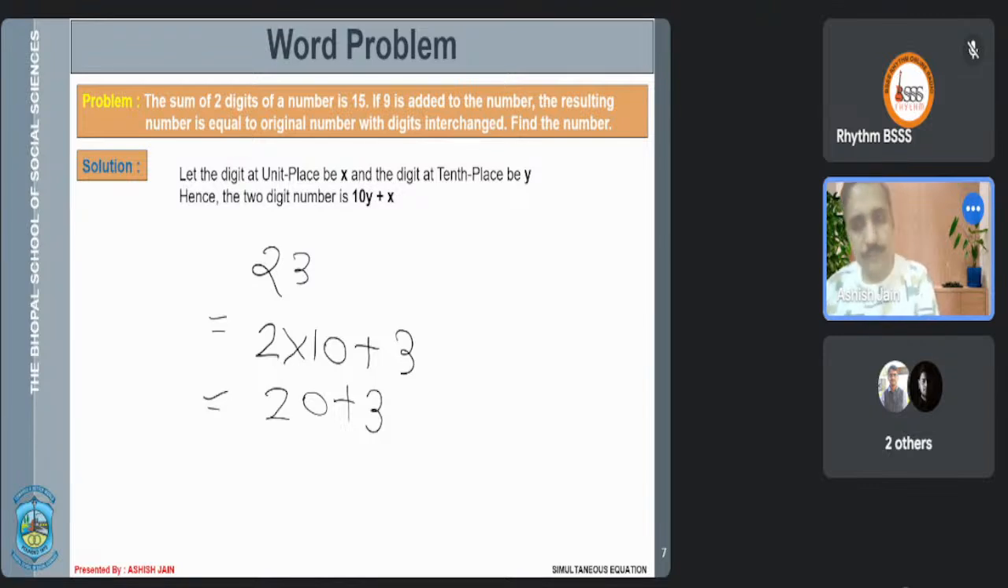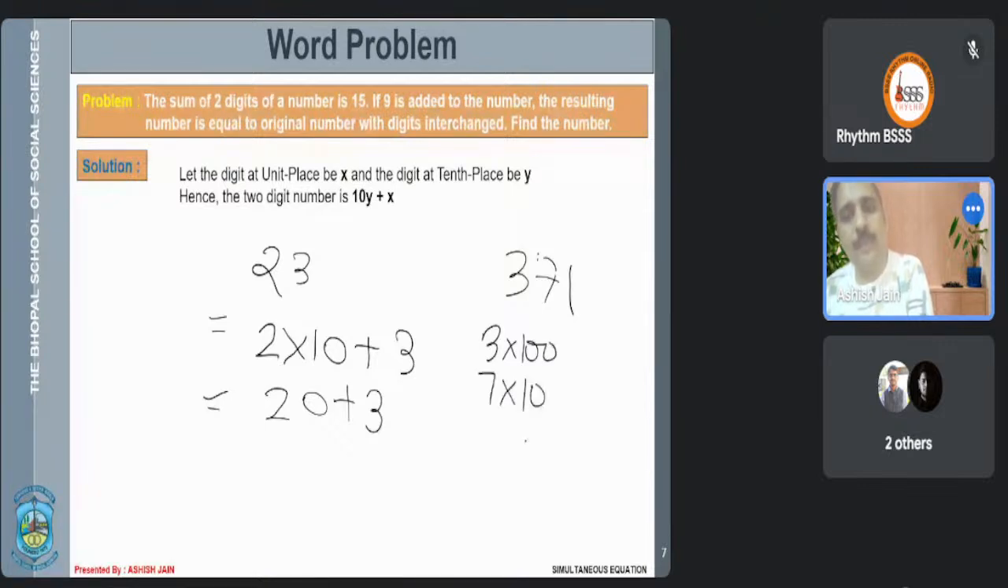Okay? अगर मुझे 371 लिखना है तो मैं लिखूंगा 3 into 100 plus 7 into tens position plus 1, right? So it's 300 plus 70 plus 1 तो मुझे 371 मिलेगा.